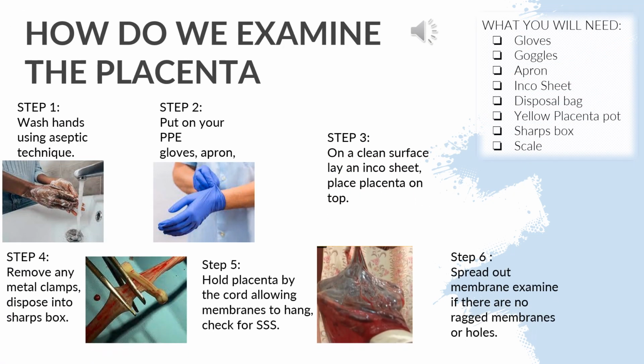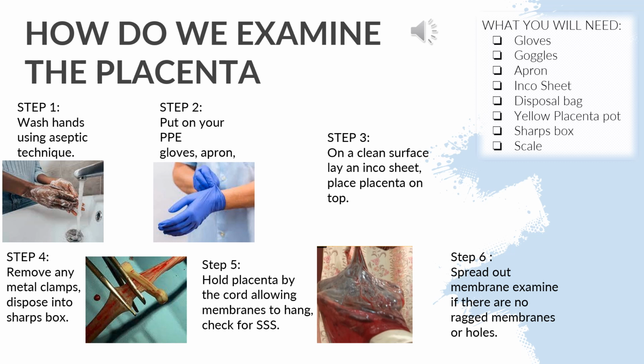How do we examine the placenta? So I have a list of equipment here on the right of what you would need. It involves gloves, goggles, aprons, Inco sheet, disposal bag, and a yellow placenta pot with a sharps box and a scale, depending on your trust. So you want to begin by washing your hands using the aseptic technique, and then wear your PPE, including gloves, aprons, or goggles, to protect yourself from contamination.